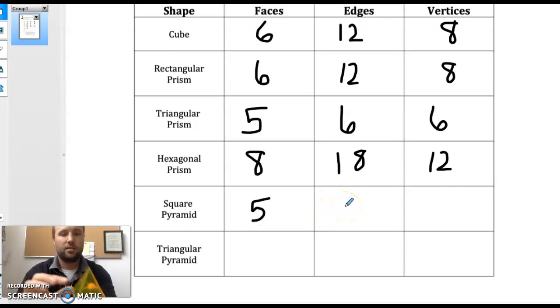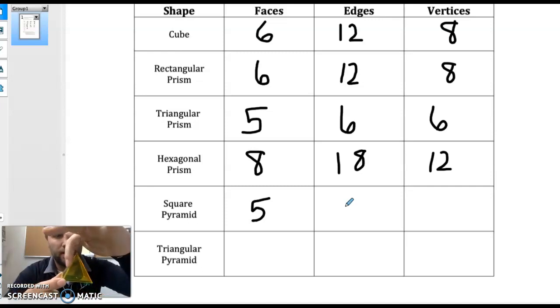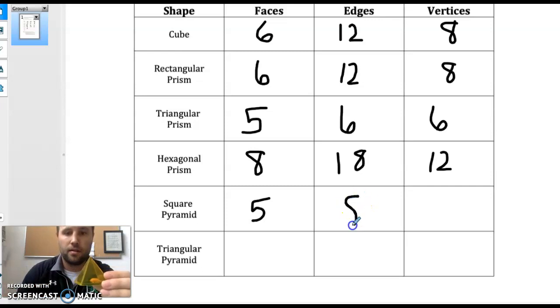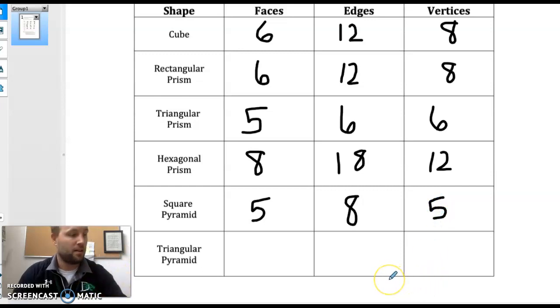Okay, edges, we have 1. I always like to start with the bottom, so I've got 1, 2, 3, 4, 5, 6, 7, 8. Okay, and then my points, obviously 4 on the bottom because it's a square bottom, and then the 1 on top, that's an easy one. 4 and 1 is 5.